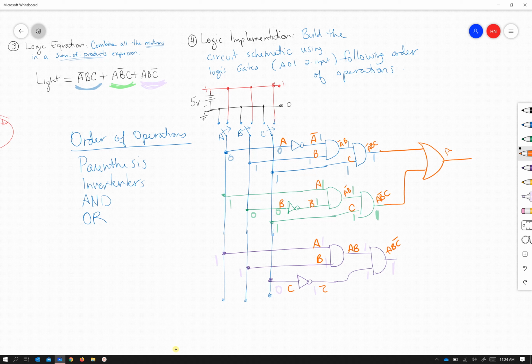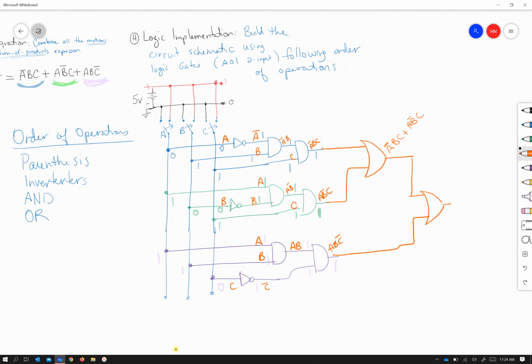And so my equation would be the first output or the second situation can put a 1 right there. And then I take this signal and I combine it with the last one, and that'll give me the total equation, which is not A B C, or A not B C, or A B not C. And then the output, I just connect to whatever my output is.